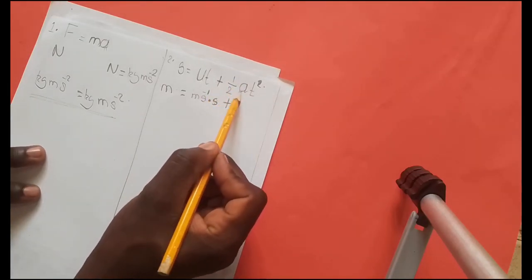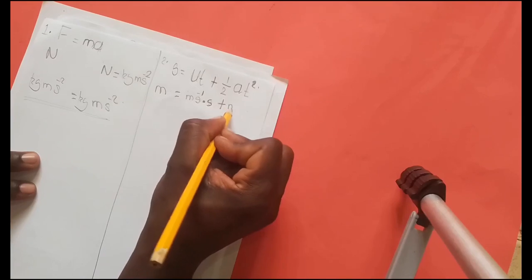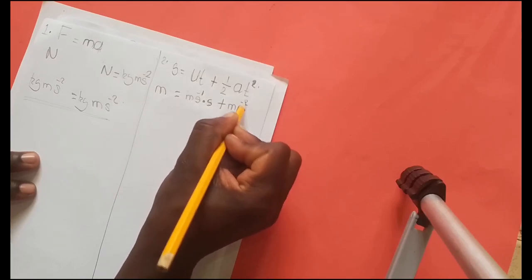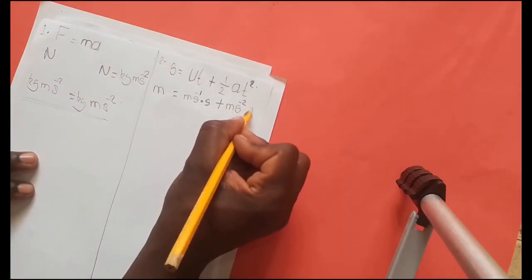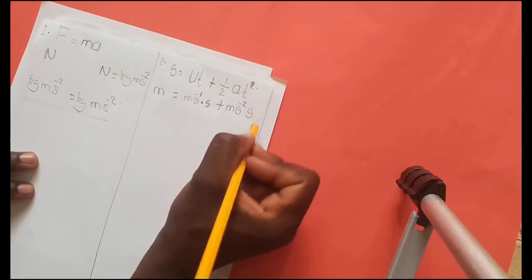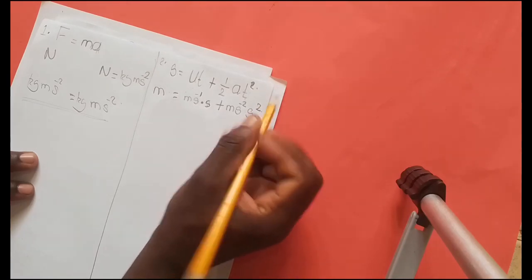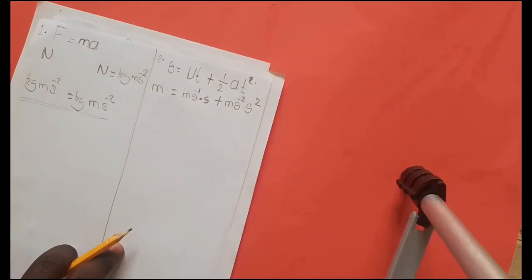So what is the unit for acceleration? The unit for acceleration is meters per square second. t squared means time squared. What is the unit for time? It is s. But t is being squared here, which means s squared is the unit for time squared. So I want you to employ the laws of indices now.